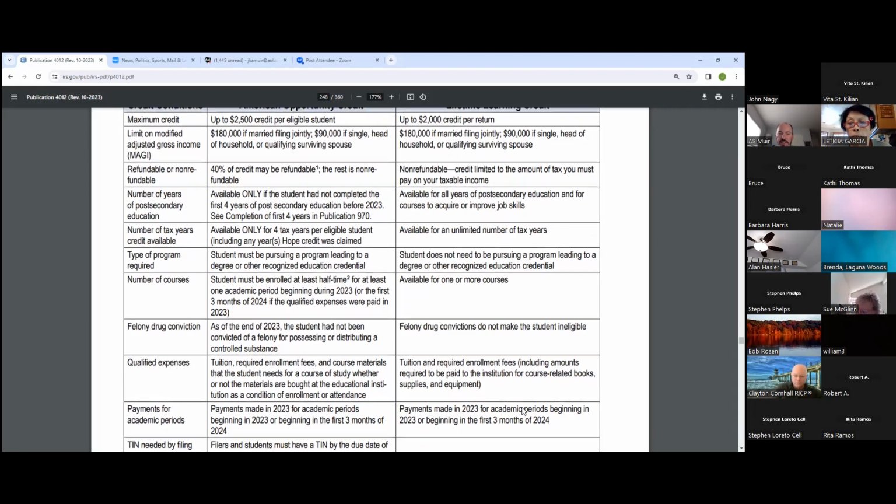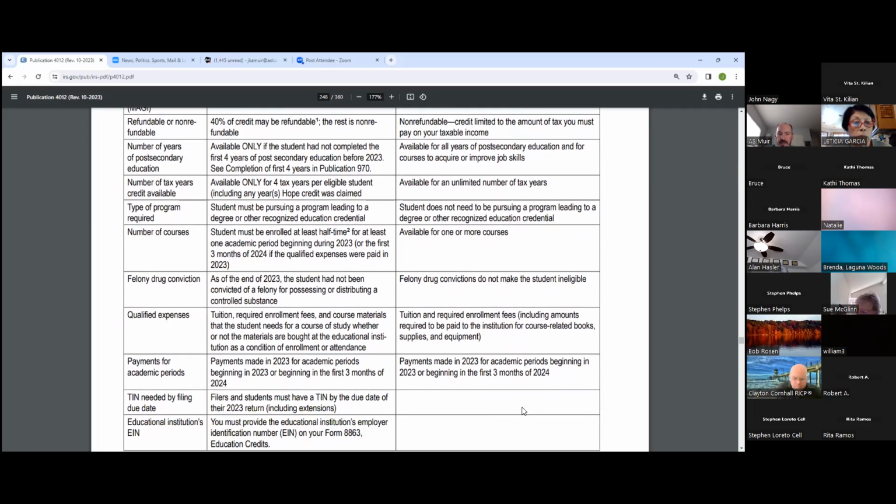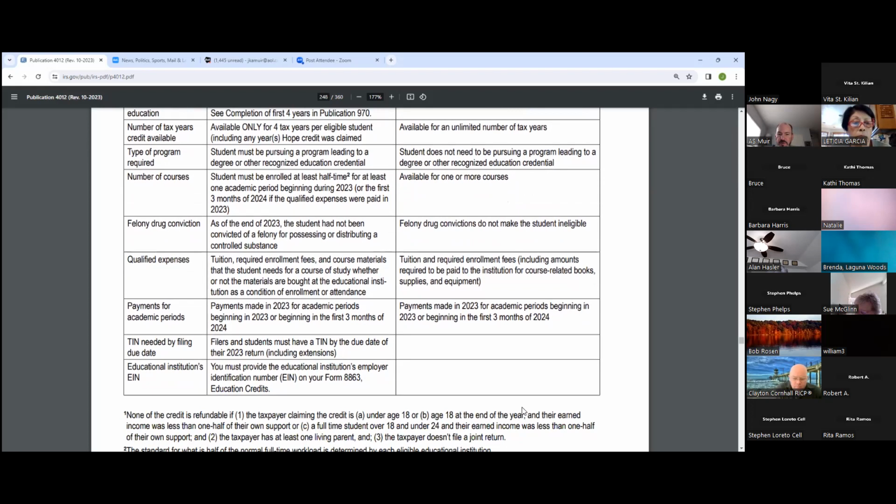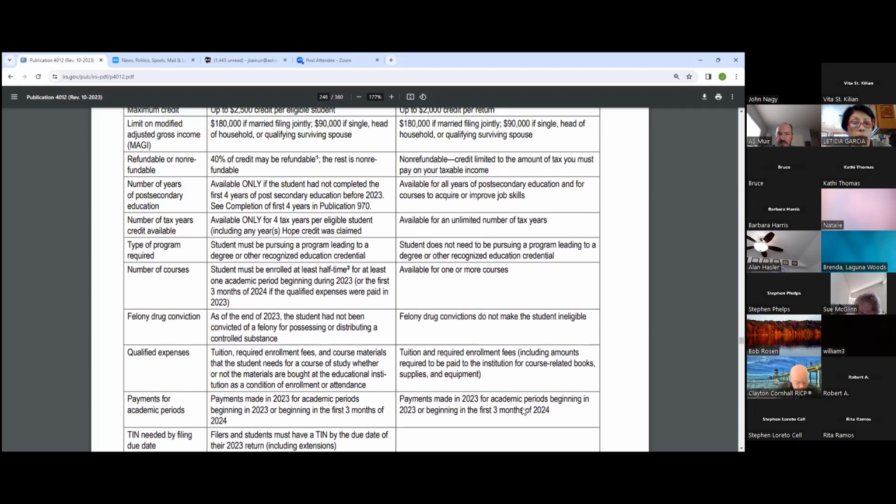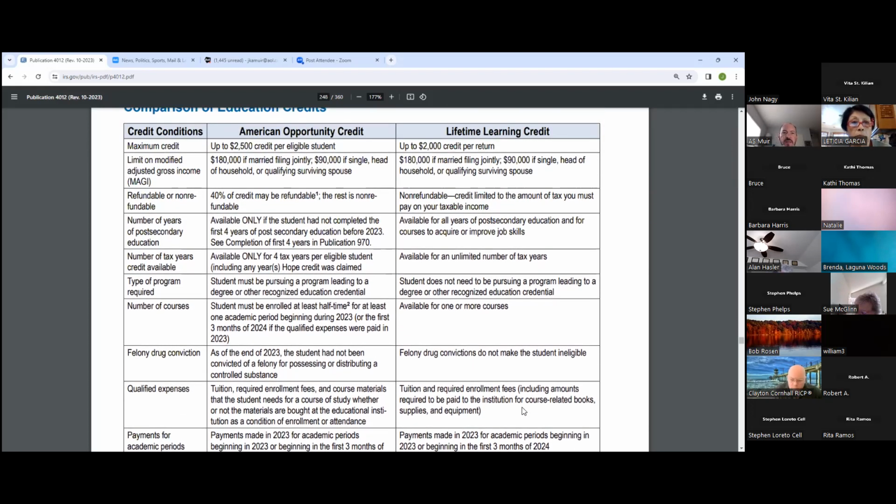And I think this page would probably help you out. There are many other pages in the 4012, but again, this is the page I think gives you the comparison. And most people will take the American Opportunity Credit because it's the greater of. It has that 2,500, and again, a refundable and a non-refundable component.